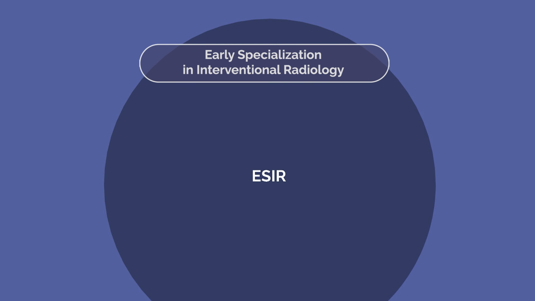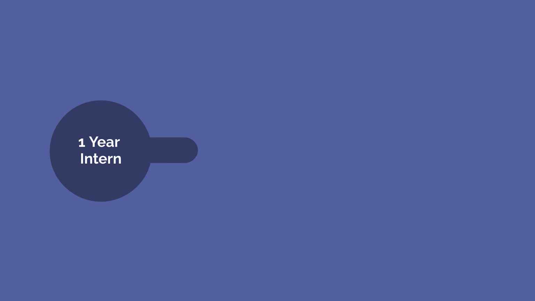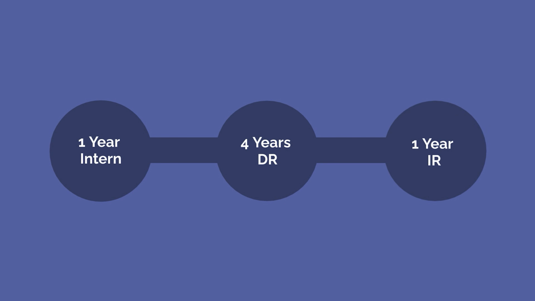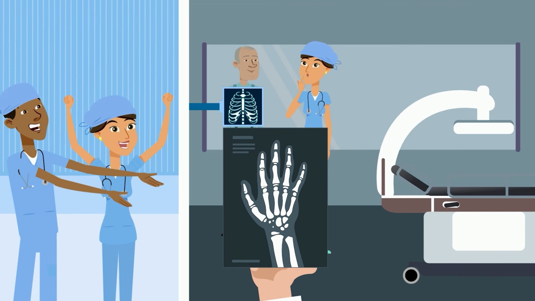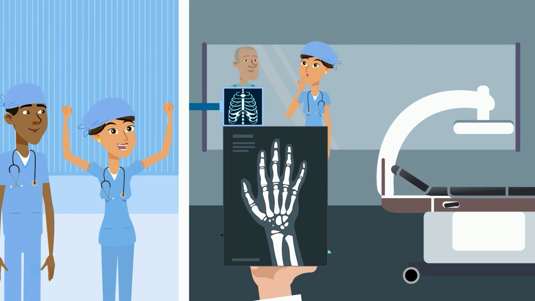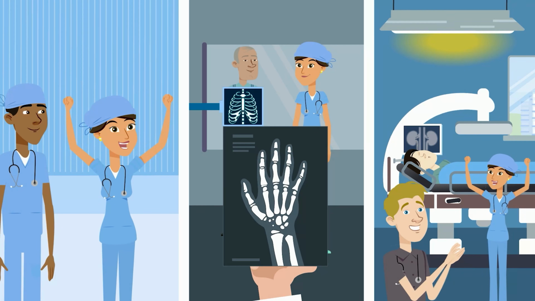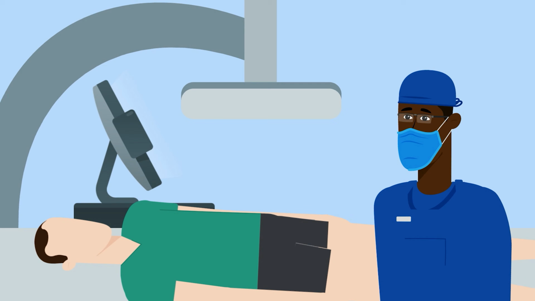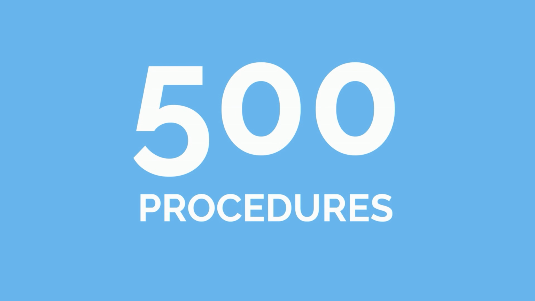Next is early specialization in IR, also known as ESIR, which includes 1 intern year, 4 years of DR training, and 1 year of IR training. This is generally for DR residents who realize early on that they want to do IR. They'll do more IR rotations during their DR years than their DR counterparts. Their last year of DR training, year 5, will be mainly focused on IR rotations. For this path, you need to know quite early on that you want to do IR in order to get the required 500 IR procedures during your DR years.